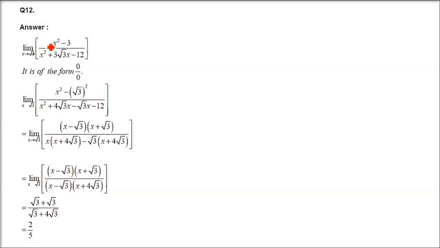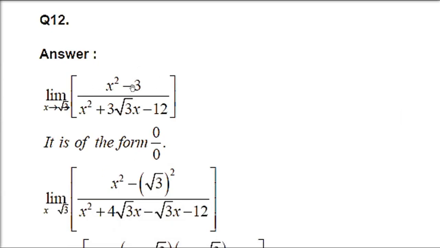Question number 12. x square minus 3 by x square plus 3 root 2 3x minus 12, and x tends to root 3. So exactly the same as the previous one.